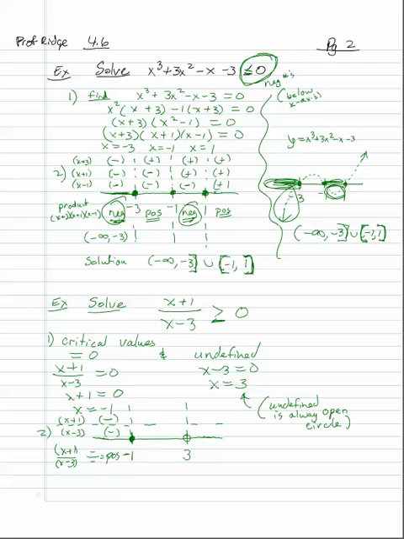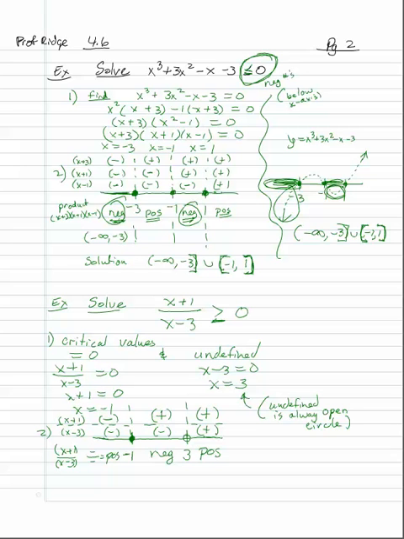Okay, and then in the middle interval, 0, we get positive over a negative. Positive divided by a negative is negative. And then in the last interval, say we do 5. 5 plus 1 is 6, which is positive. 5 minus 3 is positive. Positive divided by a positive is positive.